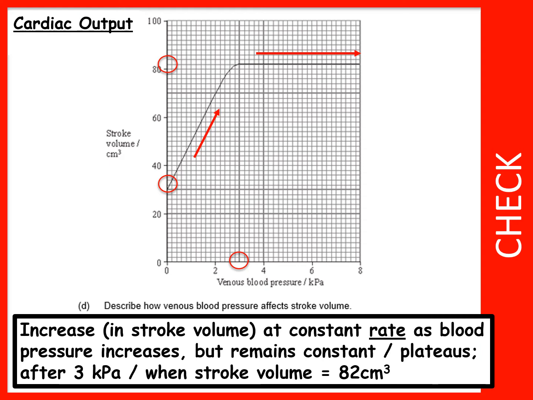So the mark scheme, if you guys just want to quick read through it, it says an increase in stroke volume at a constant rate or a steady rate as the blood pressure increases from 0 to 3 kilopascals, and that's up to 82 centimetre cubed, but it remains constant at 82 centimetre cubed from above 3 kilopascals all the way up to 8 kilopascals.